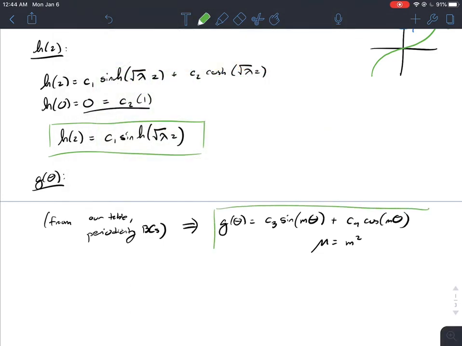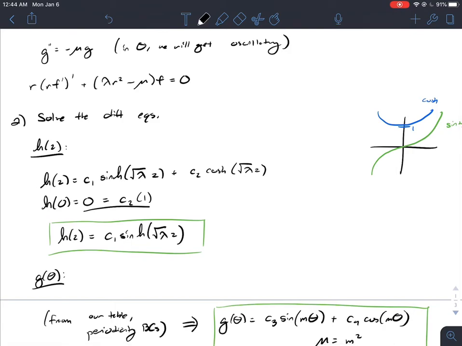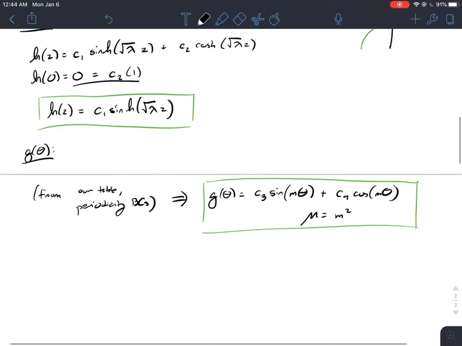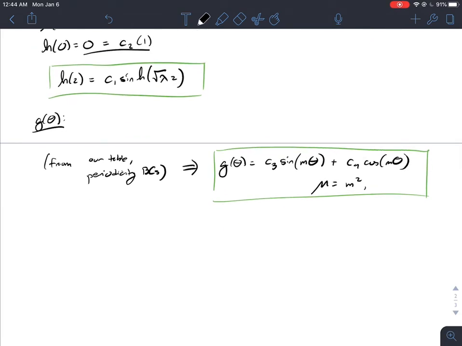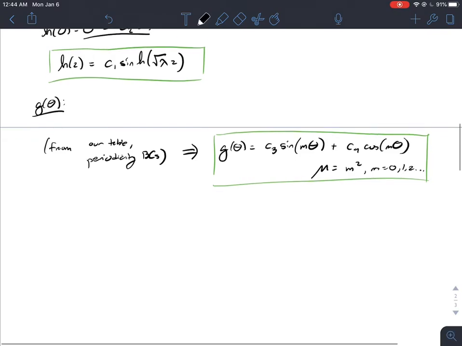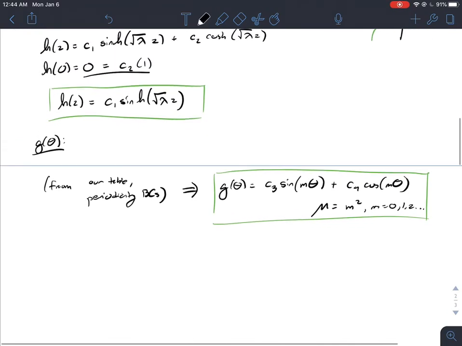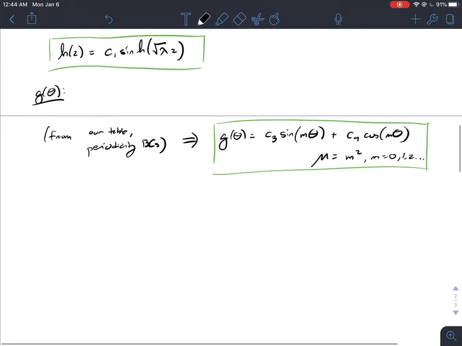I basically got this solution from the fact that the differential equation we were given above satisfies the table that we usually see for 241 problems. And we should also note that m starts from 0, and m can be any infinitely large number, any positive or 0 number. Okay, so now let's take a look at the f of r terms.